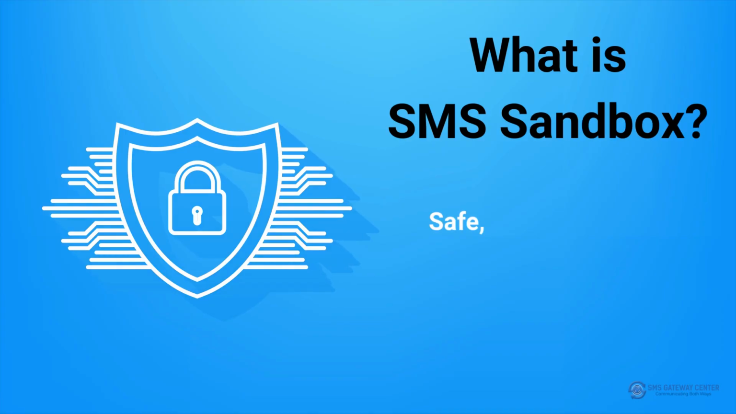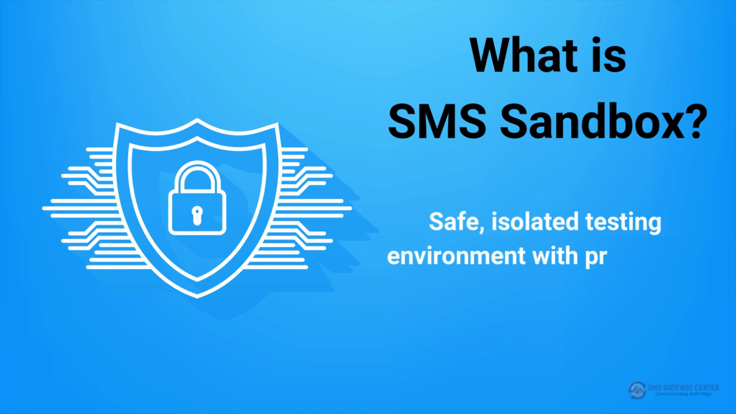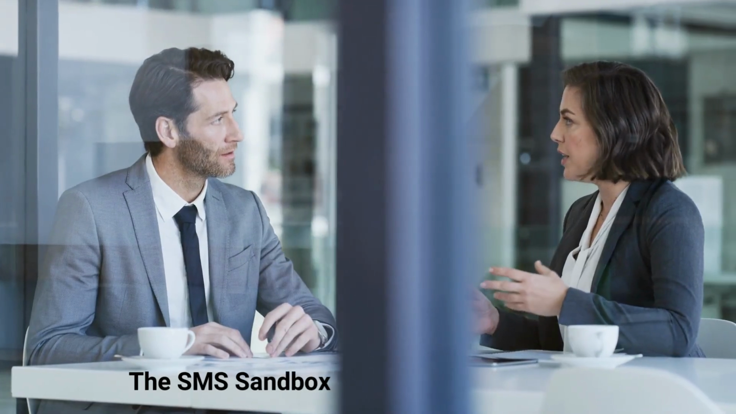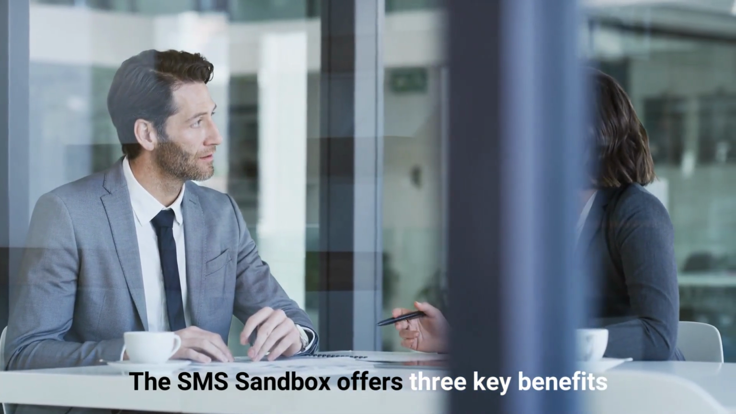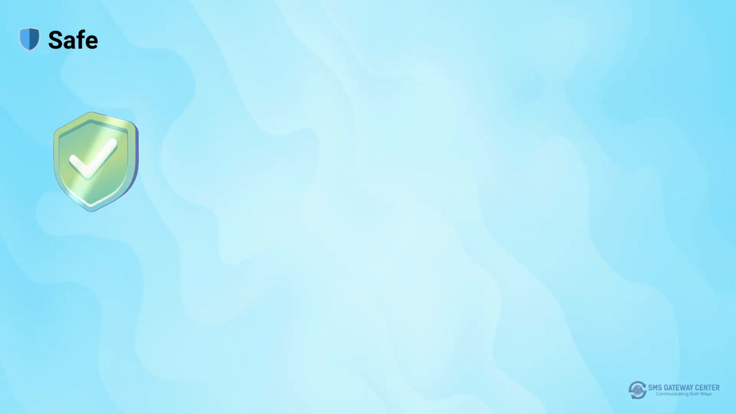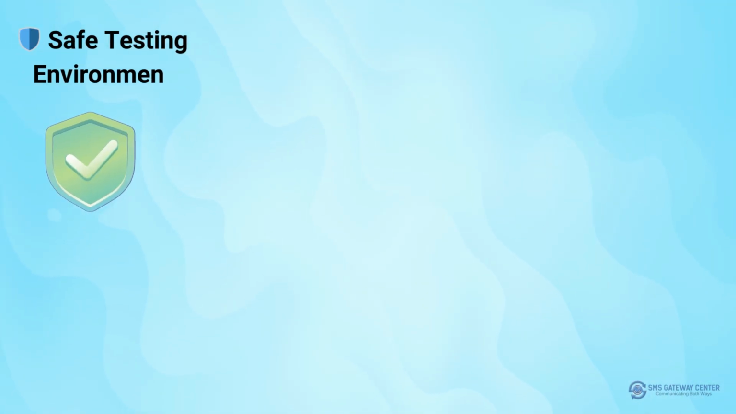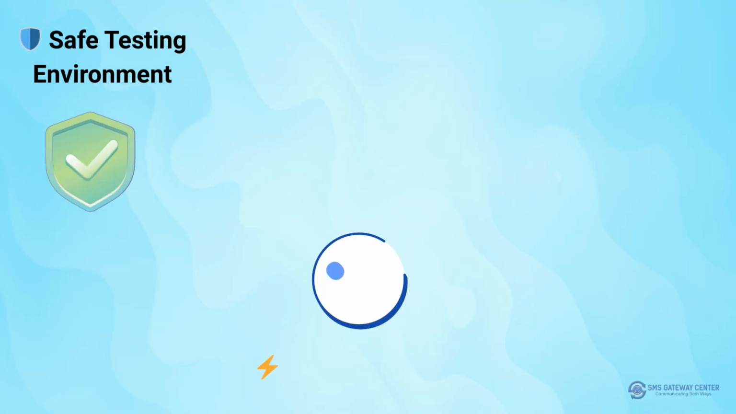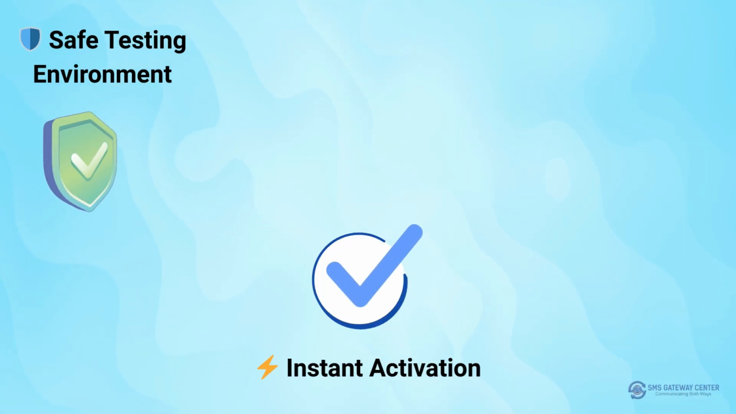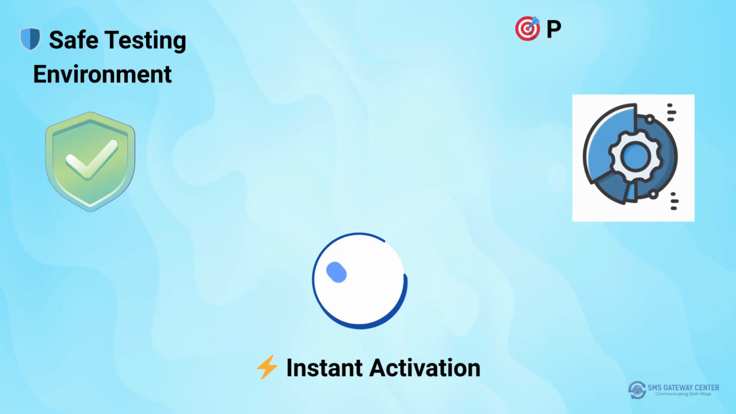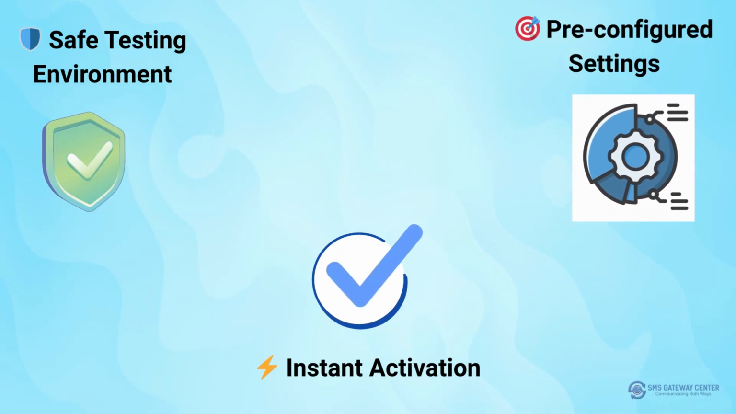Think of it as a safe testing environment with predefined settings. It's like having a practice field where you can test all SMS functionalities without affecting real users or incurring costs. The SMS Sandbox offers three key benefits. First, a safe testing environment that prevents any misuse. Second, instant activation with no waiting time. And third, pre-configured settings that get you started immediately.